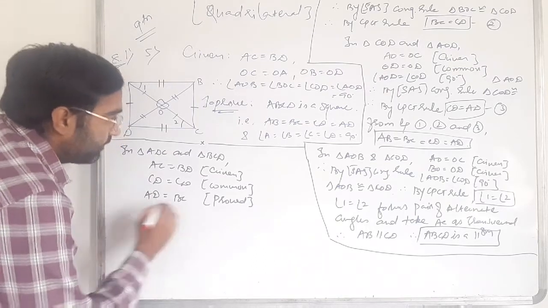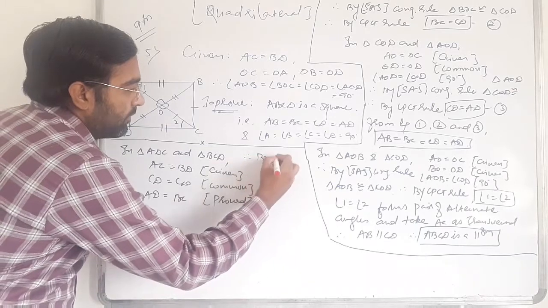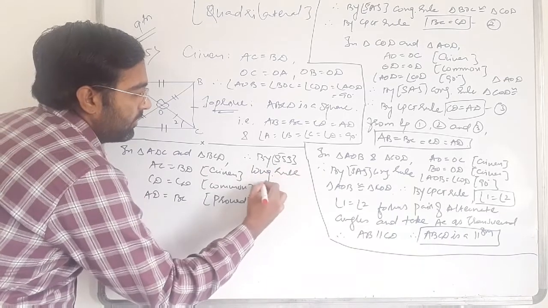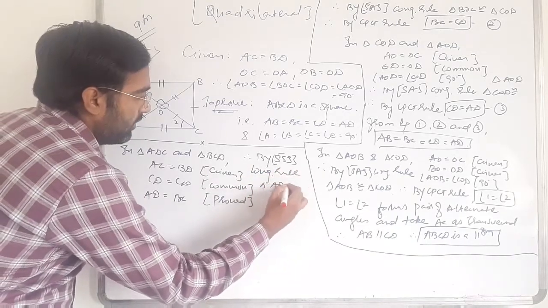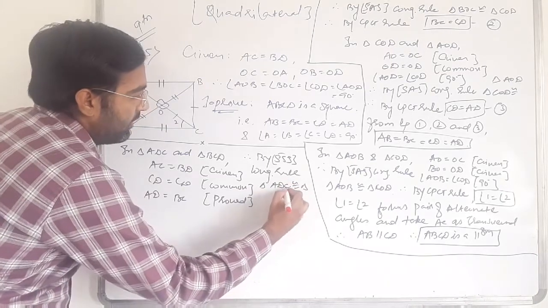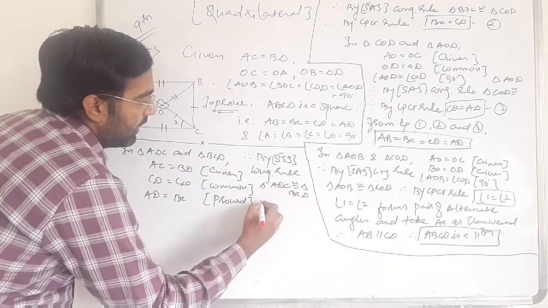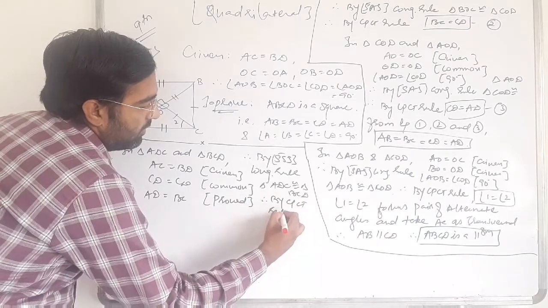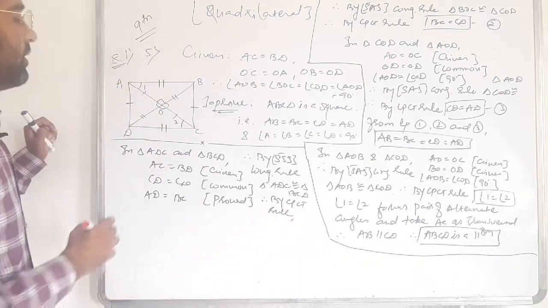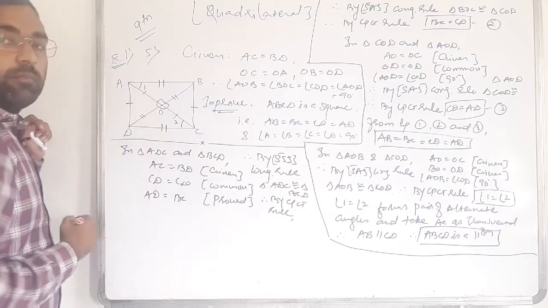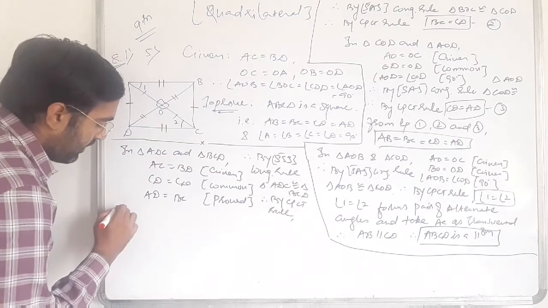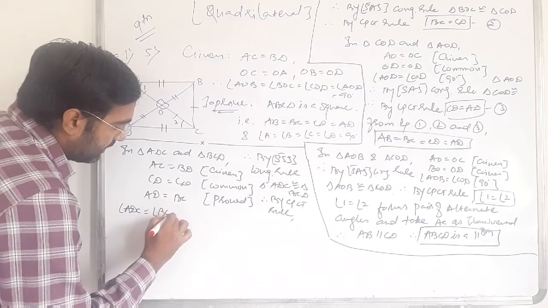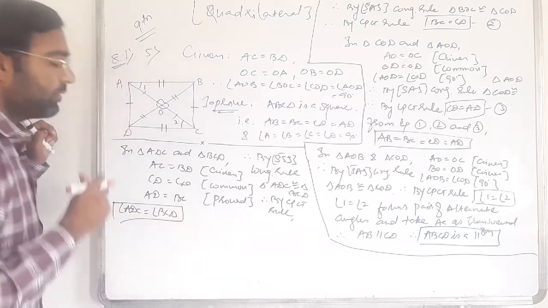So therefore, by the SSS congruency rule, triangle ADC is congruent to triangle BCD. So therefore, by the CPCT rule, we are taking that angle ADC is equal to angle BCD.